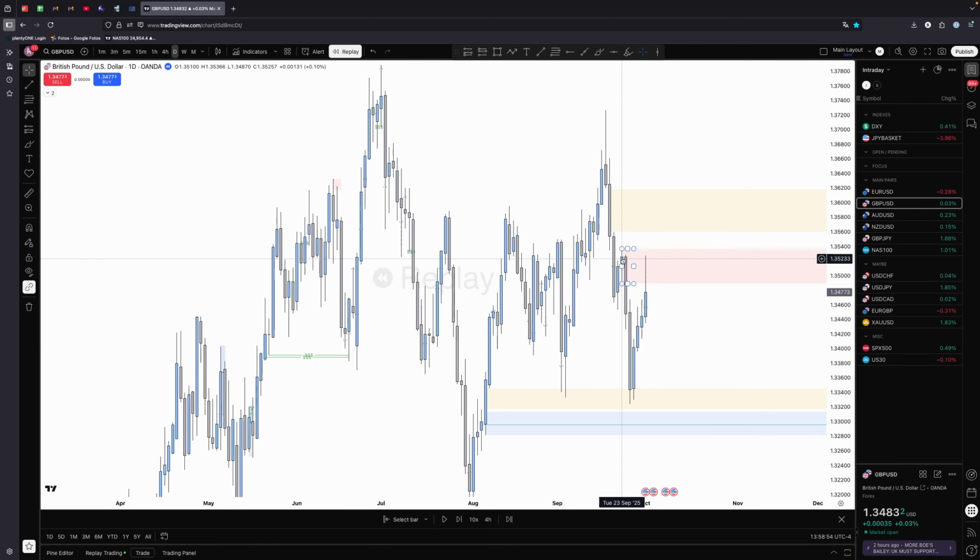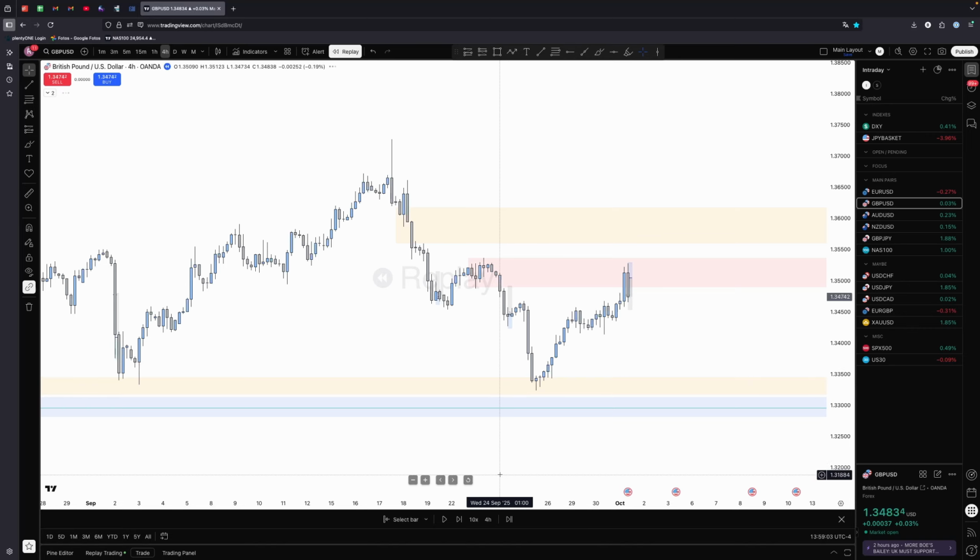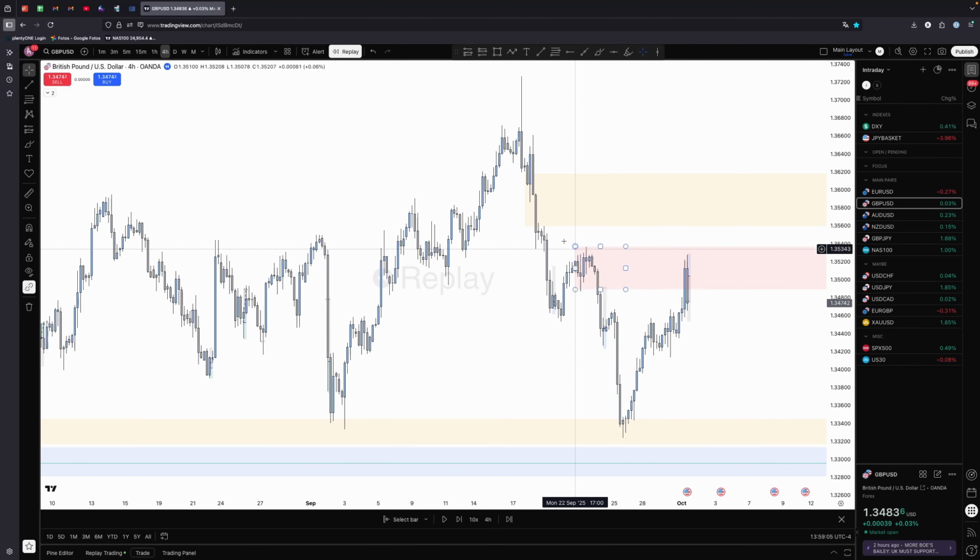So we see the supply that ultimately led to the push lower on the daily, and you see that we have nicely mitigated this. Also on the 4 hour, very nice. We see that this was the origin of a strong down move. So this is where a lot of institutional orders should be resting. And we also have this 4 hour liquidity swept earlier in the day.